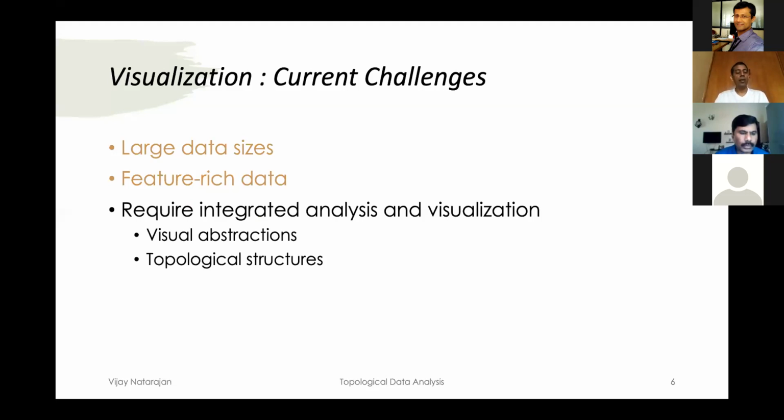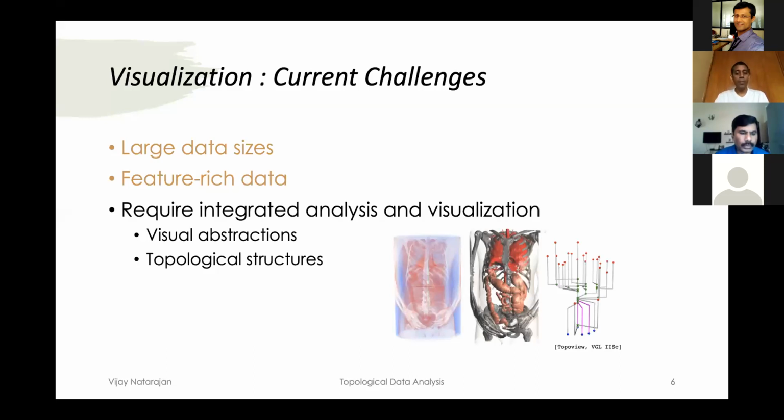Traditional visualization techniques do not work. We need to abstract data in different forms. One way to abstract data is to use what is called topology. That is the topic of today. So let's try to understand this without going into technical details. What you see here is the CT scan of the human torso that we saw a few slides ago.